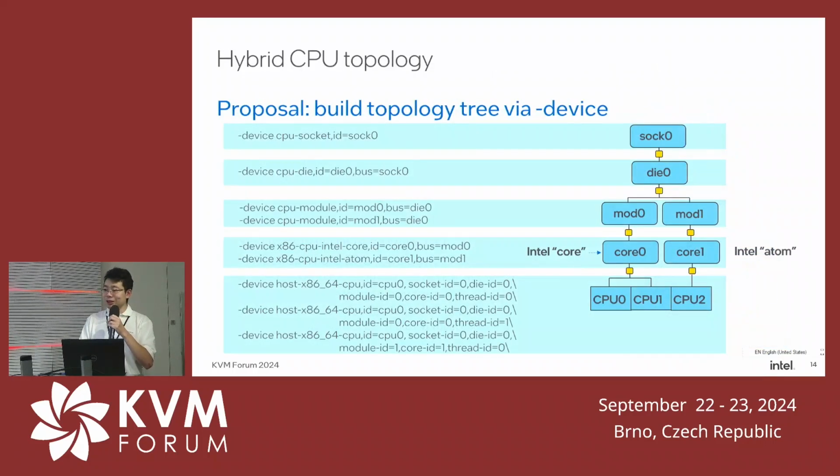Then with such devices, we could allow the user to build the device tree through the command line. This is our hybrid CPU topology proposal: allow the user to customize their own device tree. For example, this socket 0 could be created by the device command. The device command creates a CPU socket, and the ID is socket 0. And then die 0, module 0, module 1, and the P core and the E core. And at last, the user could connect the threads to the P core and the E core.